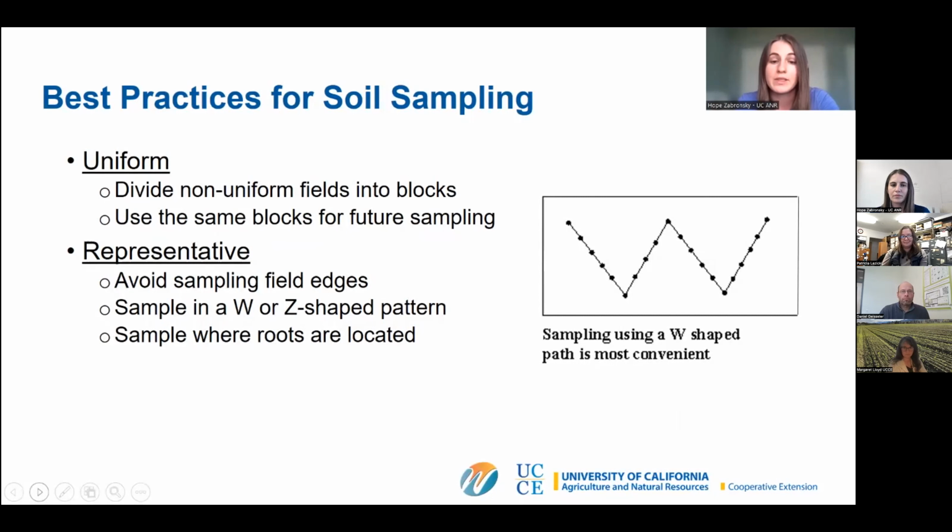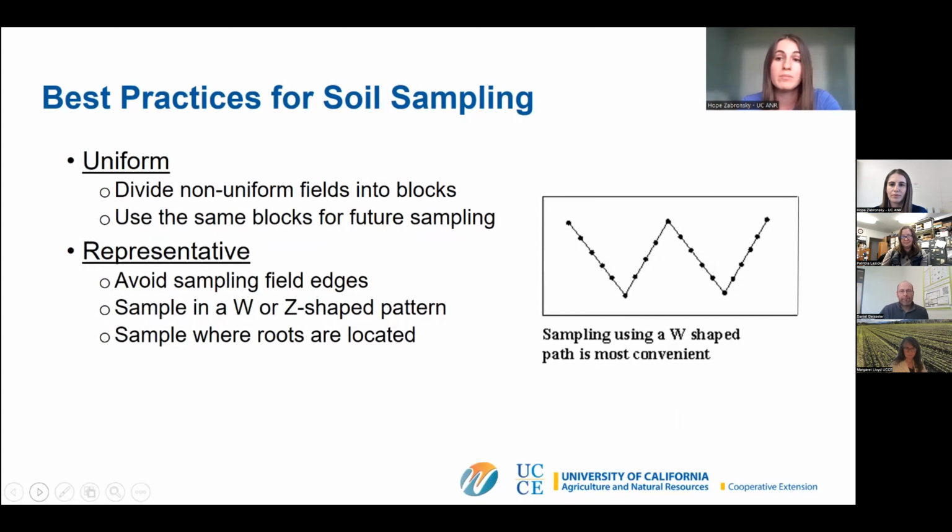Also, dividing blocks based on differences in your soil series, if it exists. And then it's also recommended to use the same blocks for any future sampling for consistent results. And then the second best practice is having a sample that's representative of your field.